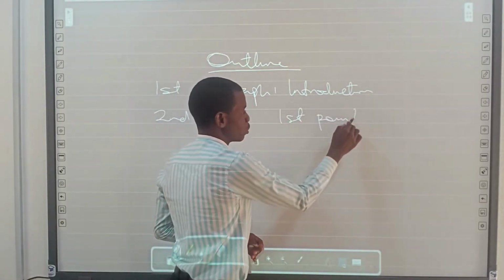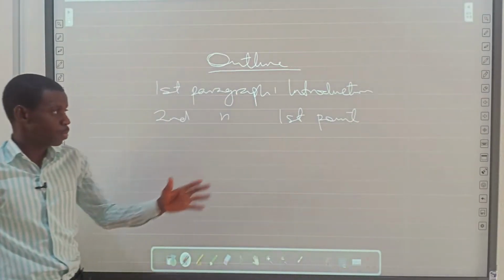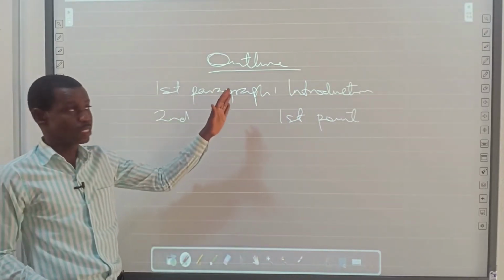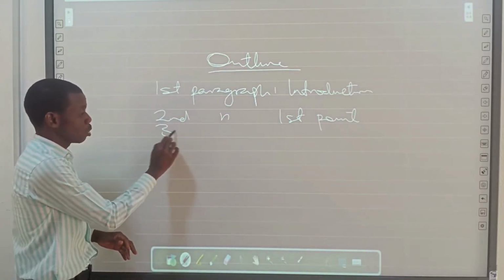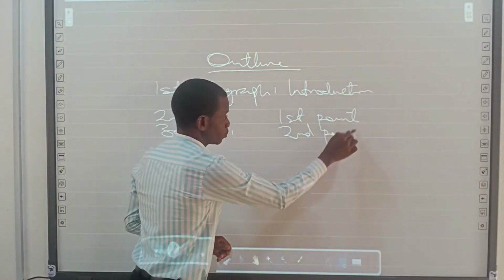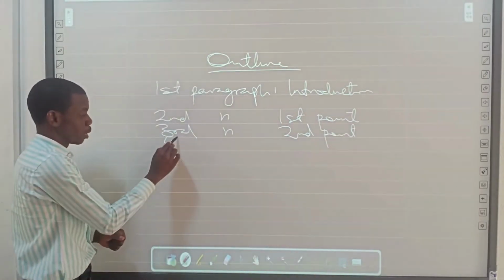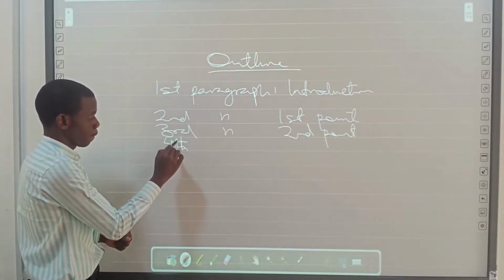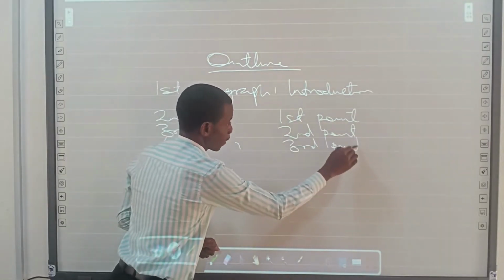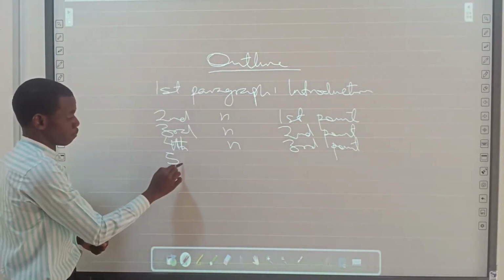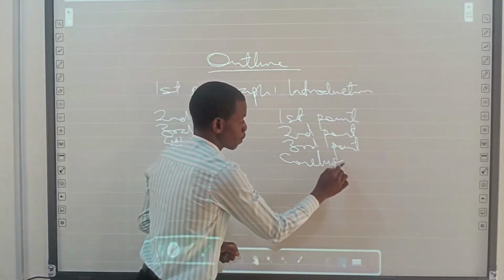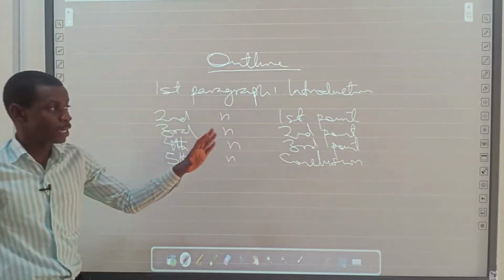Now you need to be very fast with this because it's not part of the time. No examiner will tell you to use 5 minutes for your outlining, and it's not what the examiner wants to see or mark. So the third paragraph is your second point. The fourth paragraph will be your third point. Then the fifth paragraph will be the conclusion. It's advisable to write a 5-paragraph essay.